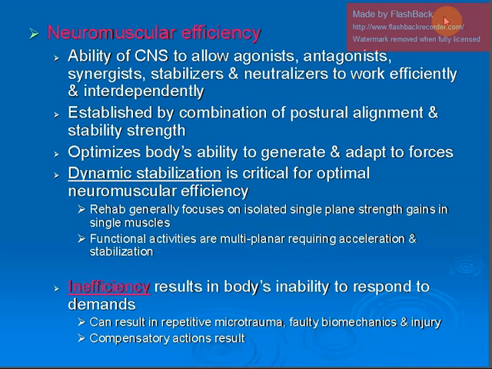So the rehab generally focuses on isolated single plane strength gains in the single muscles. Functional activities are multiplanar, requiring acceleration and stabilization. The inefficiency results in body's inability to respond to demands. It can result in repetitive microtrauma, faulty biomechanics, and injury. Compensatory actions also result.